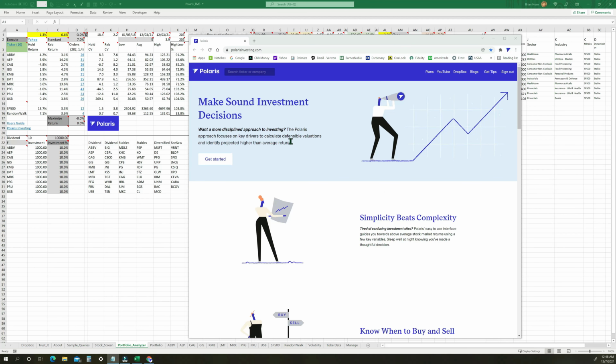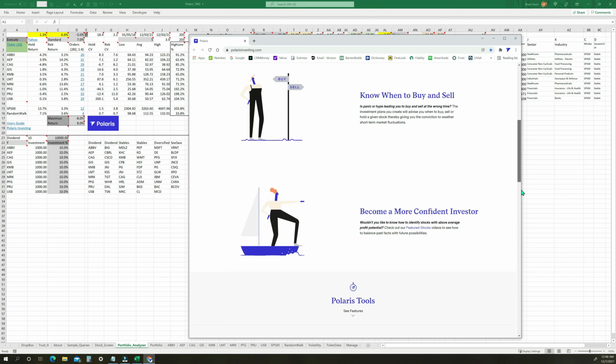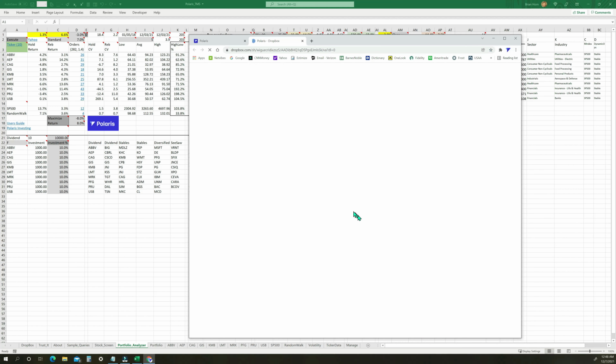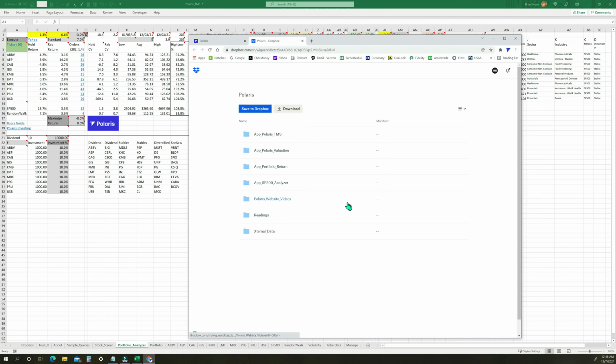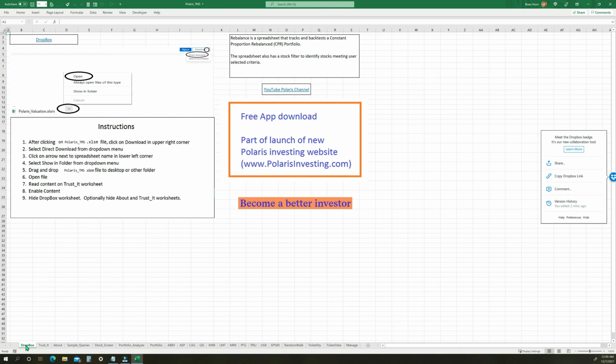Next, I'm going to discuss how you get the spreadsheet. You go to the PolarisInvesting.com website and either take the Dropbox link at the top or scroll down on the welcome page and click on download. Either way, you'll be taken to the same Dropbox location. Next, select the Trade Management System folder. After that, select the spreadsheet and you'll see the same Dropbox worksheet as you see here in the spreadsheet that's currently open. It gives you specific instructions on how to download the spreadsheet.